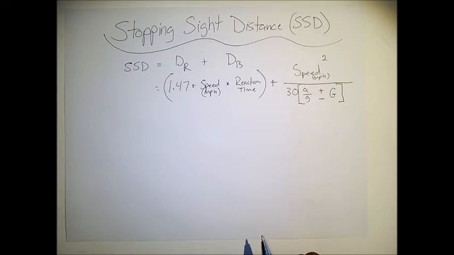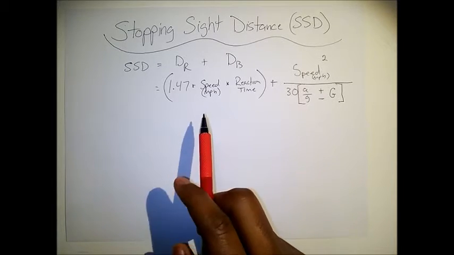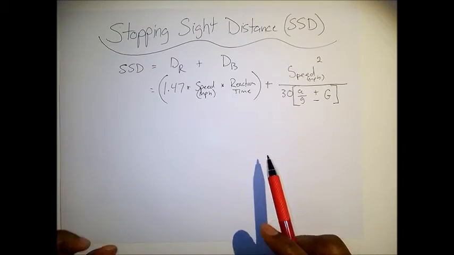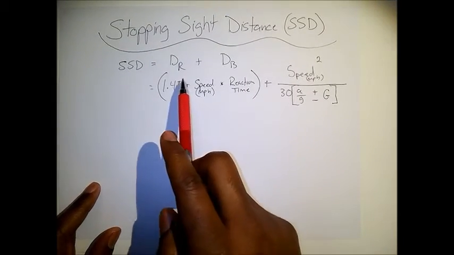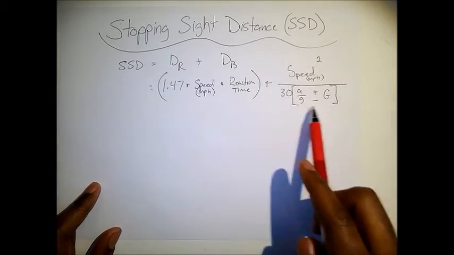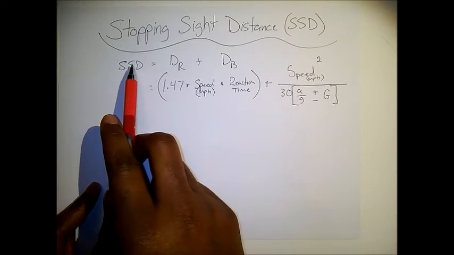Okay, so here are the equations for the reaction distance and the braking distance. This is the reaction distance equation. This is the braking distance equation. Combined, they make up the stopping sight distance.